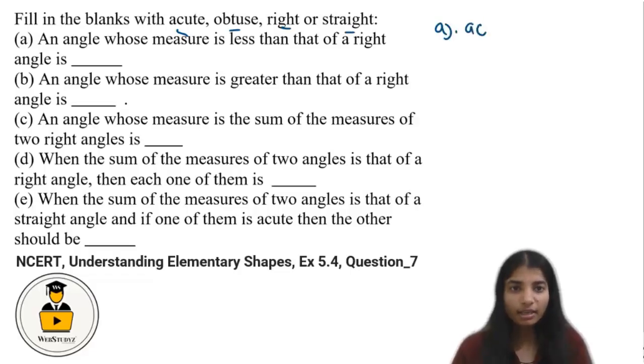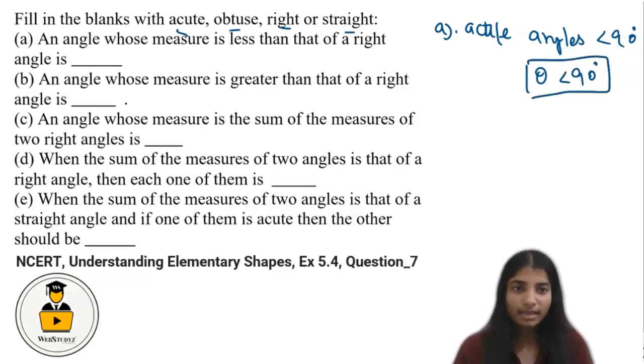Firstly, start with acute angle. Acute angles are those angles whose theta, or whose angle, is less than 90 degrees. Let's say theta is representing the angle. When the angle is less than 90 degrees, then we can say that angle is an acute angle.